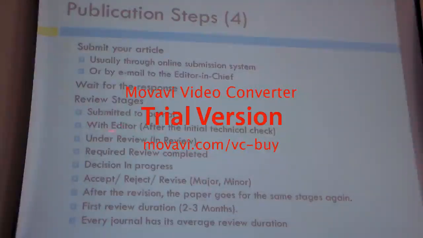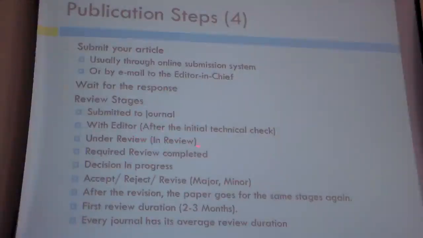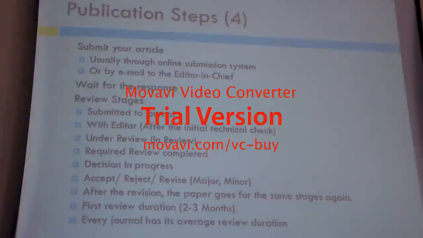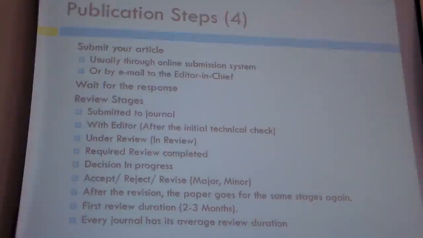And then when the editor takes it, they will distribute it to reviewers. It will show as in review or under review. Required review completed, when the reviews are completed. Decision in progress, maybe for 2 or 3 days. When the status is decision in progress, these 2 or 3 days you will be very stressful waiting for the decision.